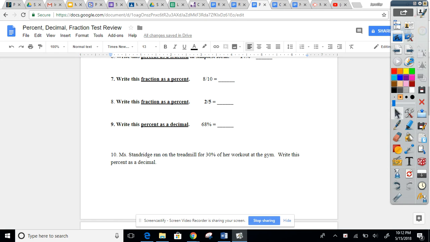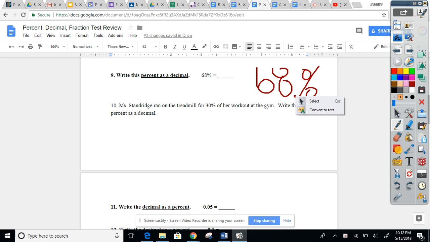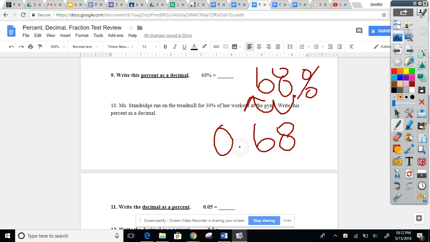Let's scroll down to number 9. It says write this percent as a decimal. Have 68%. We're just going in the opposite direction that we did before. If there's no decimal, the decimal's hiding out in the back. I move it 2 places to the left. Now my percent is a decimal. It's 68 hundredths, or you could say put that 0 in the front. It's the same thing. Okay.